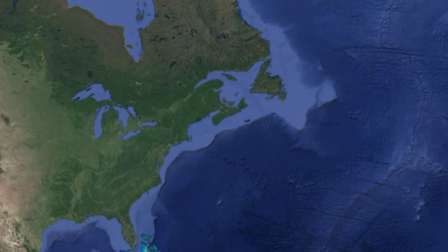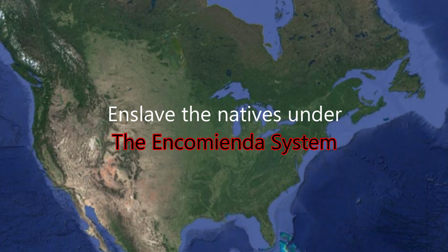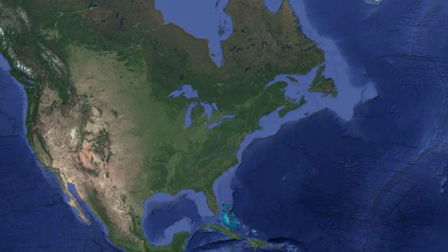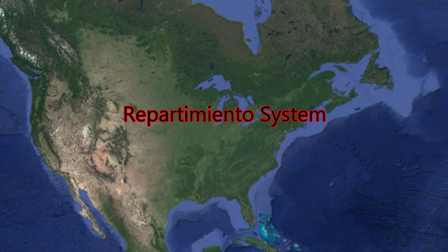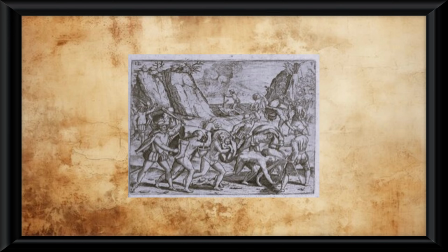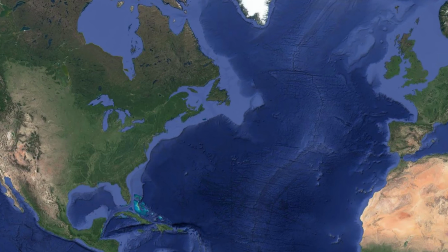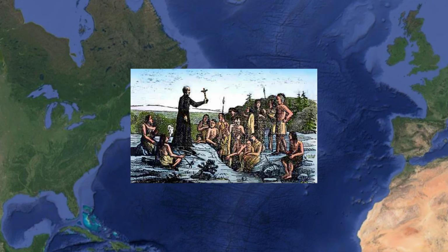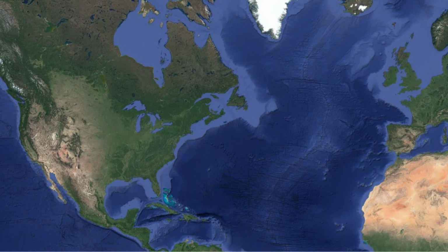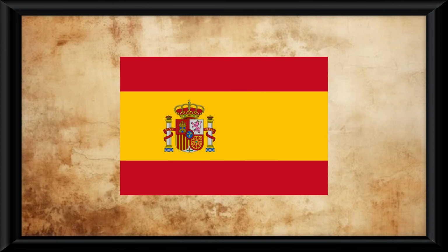So the Spanish find the New World and try to enslave the natives under the encomienda system. This, however, faced criticism throughout the country, so in some areas they replaced their system with the repartimiento system, which was supposed to be less exploitive and for shorter periods. But it still led to horrid conditions for the natives. In an attempt to justify their colonization, the Spanish forcefully converted a fair amount of the natives to Christianity. And after the slavery of the natives didn't really work, they transported slaves from Africa and enslaved them to work under a system called asiento. Okay, that's the Spanish way in the New World.